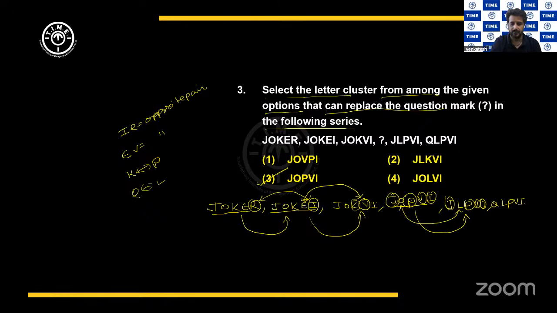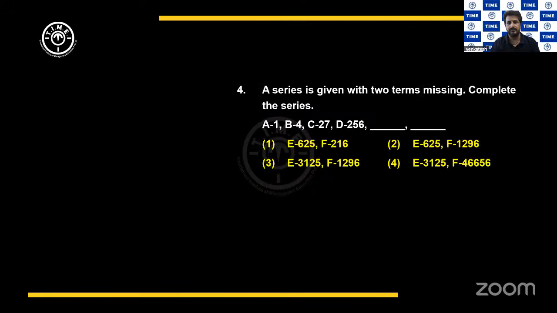Fine. Now let's move to the next question. A series is given with two terms missing. Complete the series. Now this comes under the combination of number and letter series. When a number and letter series combination is given, first focus on the letters and then focus on the numbers. I mean to say, within the letters, first try to identify the logic, and then within the numbers, try to identify the logic.